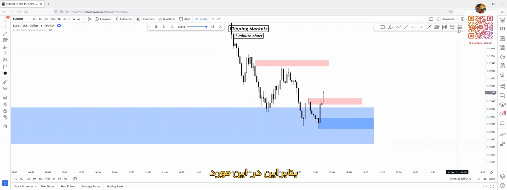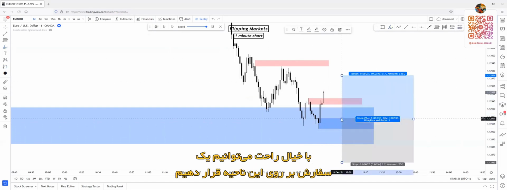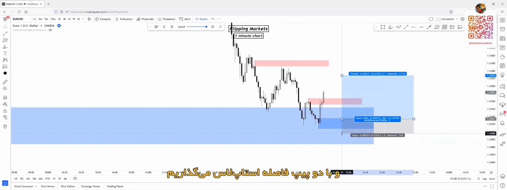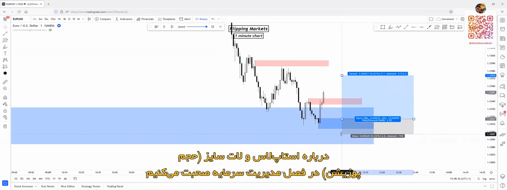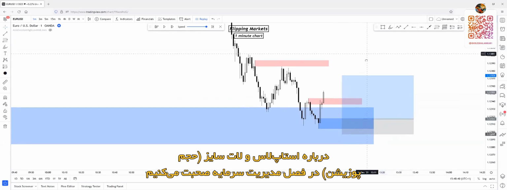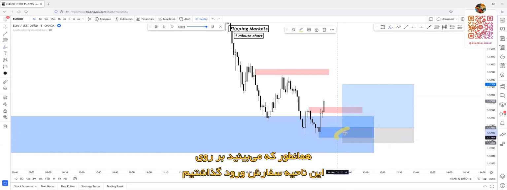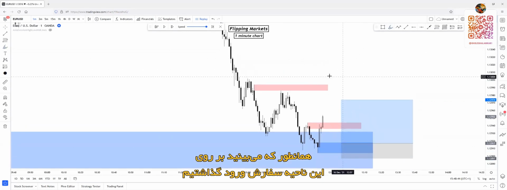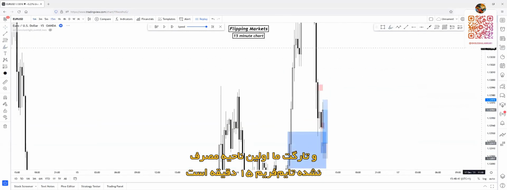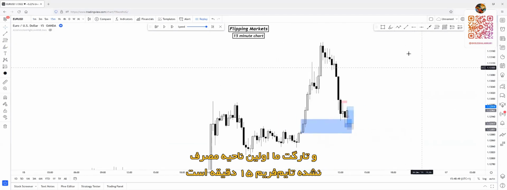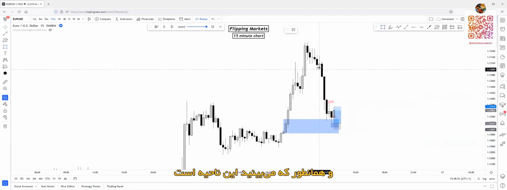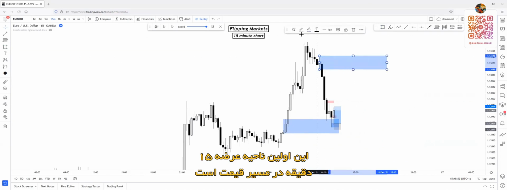So in this case, we can easily set a limit order on this zone, and we will use a 12-pip stop loss. We will talk about the lot sizes and the stop losses in the money management unit. So we did set a limit order on this zone, as you can see, and our target point will be the next unmitigated 15-minute zone, which is this one here. As you can see, this is the next unmitigated 15-minute supply zone.